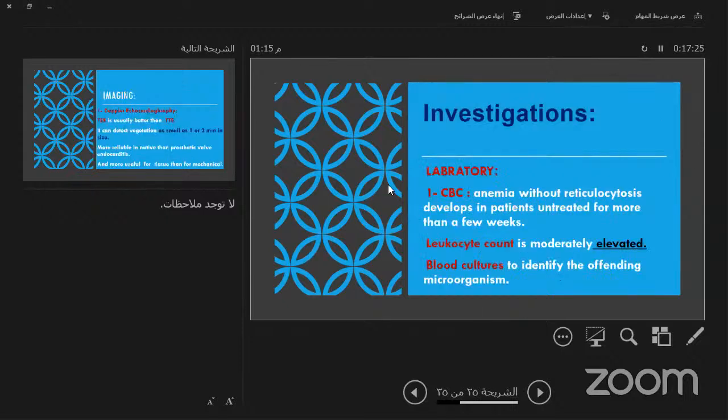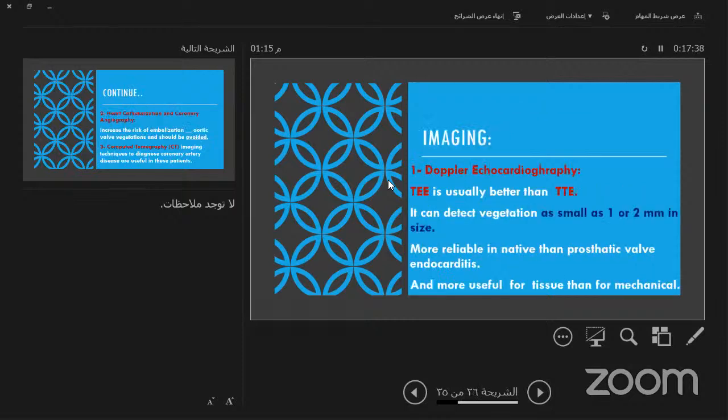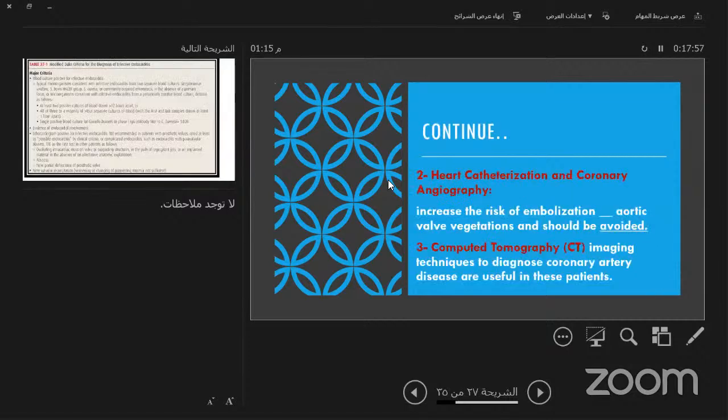Investigations. Laboratory: CBC will show anemia without reticulocytosis, especially if the patient is untreated for more than a few weeks. Leukocyte count is moderately elevated, and blood culture shows the microorganisms. Imaging: Doppler echo. Transesophageal echo is usually better than transthoracic echo. It can detect vegetation as small as 1 to 2 millimeters in size, and is more reliable in native than prosthetic valves, and more useful in tissue than mechanical valves.